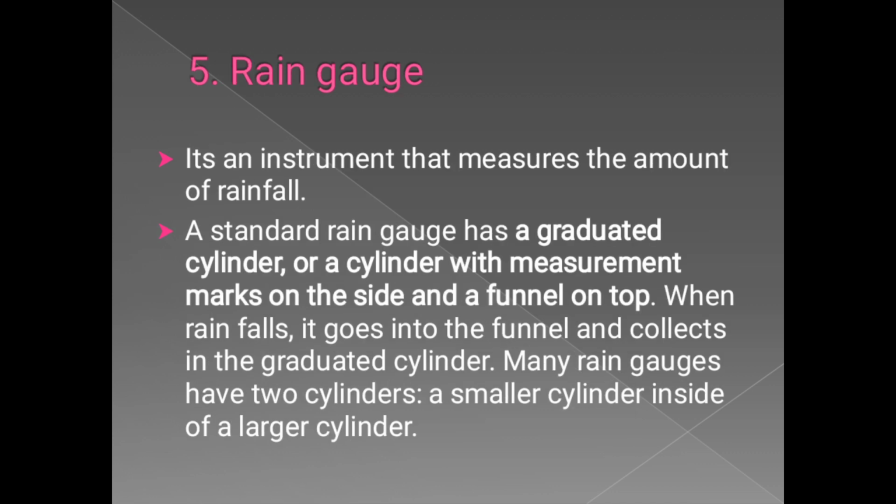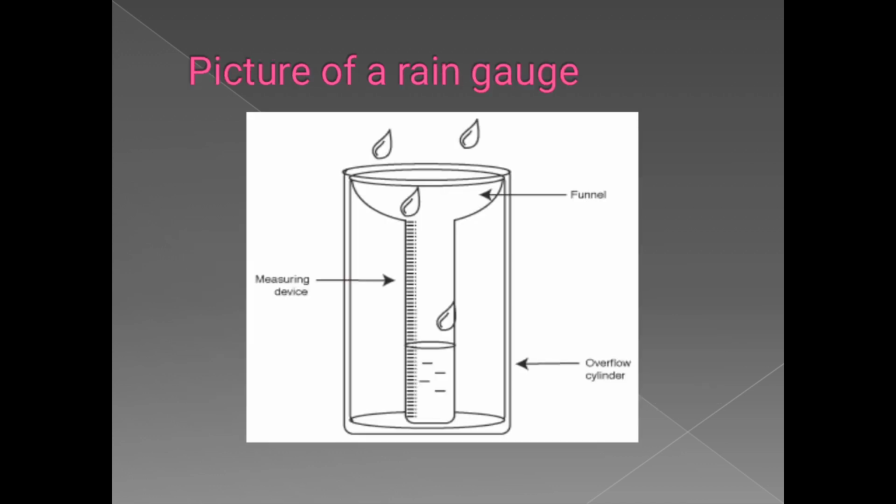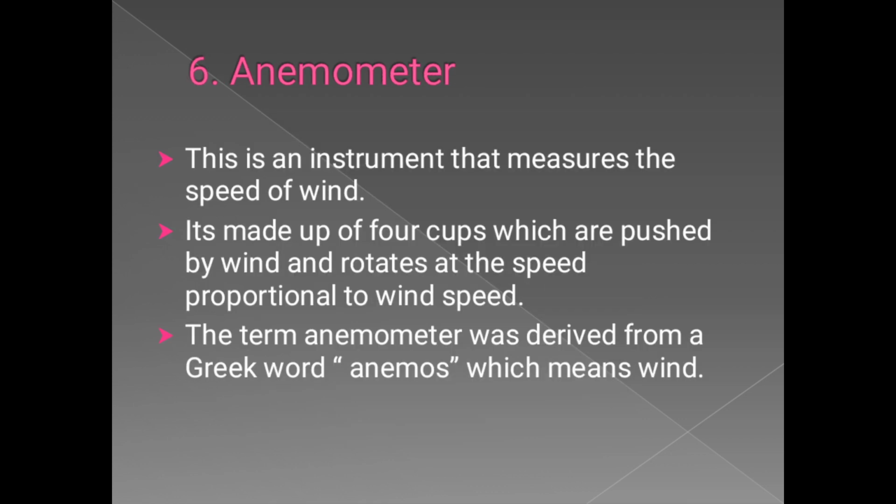The next instrument is the rain gauge. It is used to measure the amount of rainfall that falls in a certain area. The rain gauge is made up of 2 cylinders, the smaller one inside the bigger one, and it is calibrated where the measurements are taken. An anemometer is an instrument used to measure the speed and the direction of the wind.